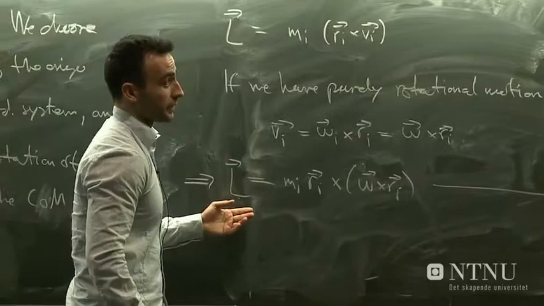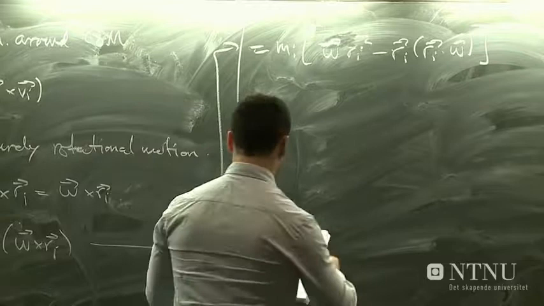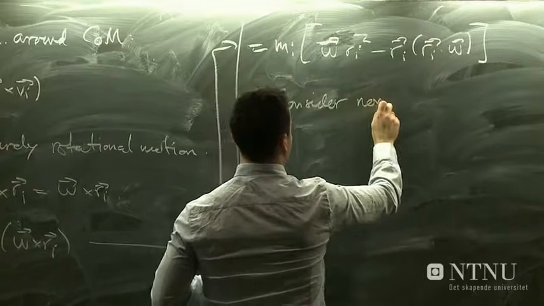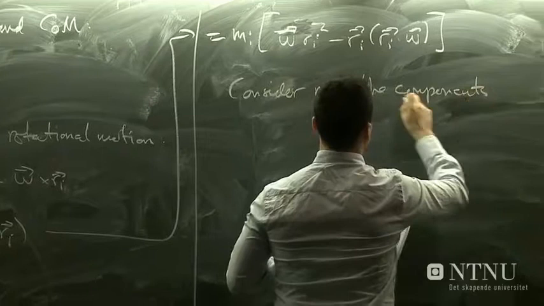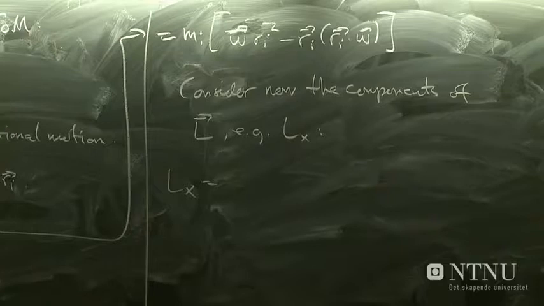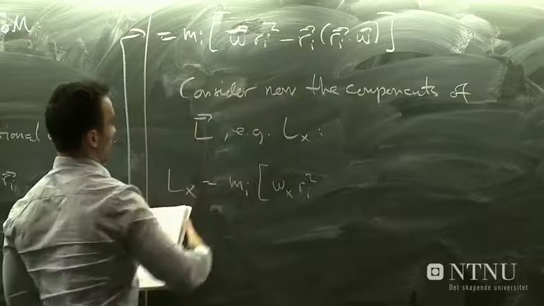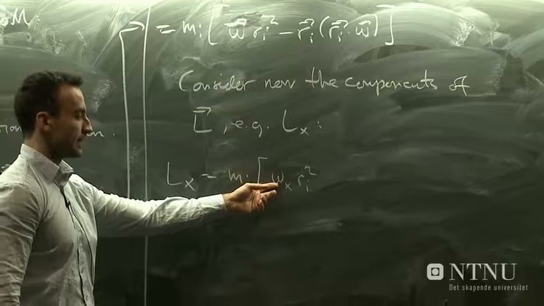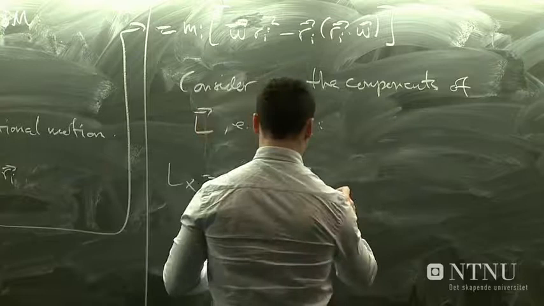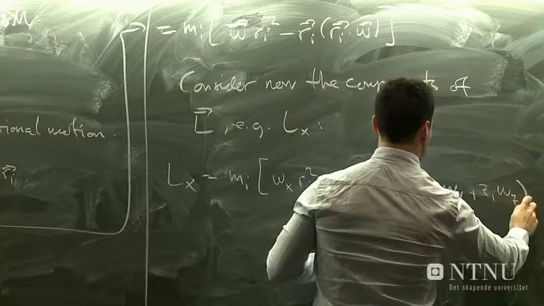Let's now try to have a look at the different components of L. So we'll dissect this and consider each component to gain some insight. So let's consider, for instance, Lx. From the first term here, we just have omega vector multiplied with this, so it becomes omega x multiplied with ri squared. And this term translates to this.